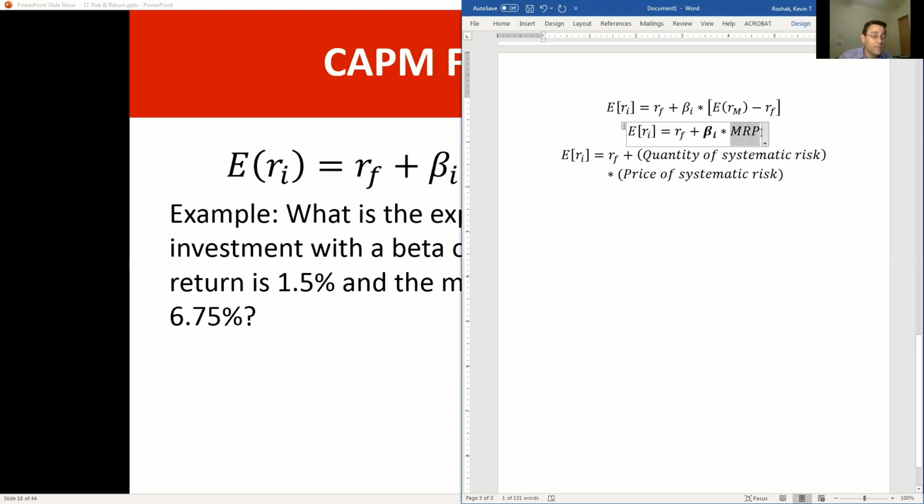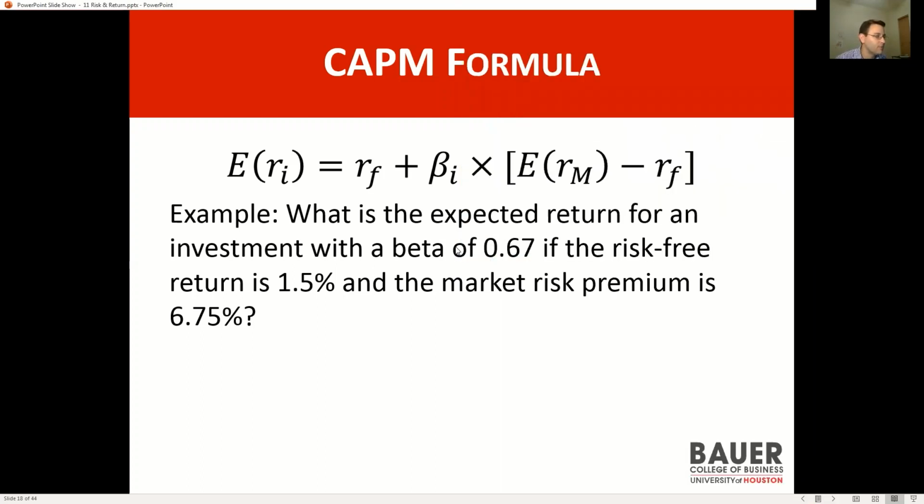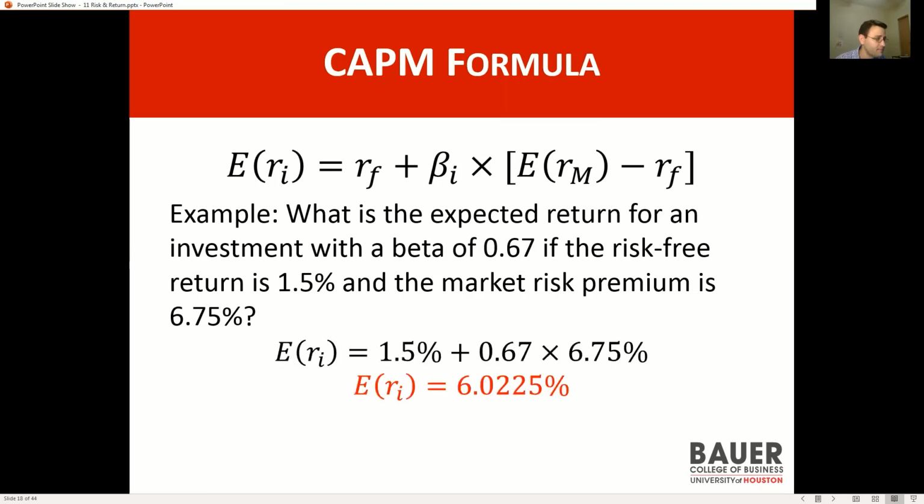Likewise, you're going to use the same market risk premium. The expected return on the overall stock market is the same, right? It doesn't change when you're trying to evaluate HEB or Apple, right? It's just whatever is happening on the overall stock market. So the only thing that changes is the beta. Okay, so let's do that for this example. Let's plug in these numbers to get the expected return on investment I. This investment has a beta of 0.67. You know that the risk-free return is 1.5 and the market risk premium is 6.75. So we're just going to plug all of this into our equation to get an expected return of about 6%.